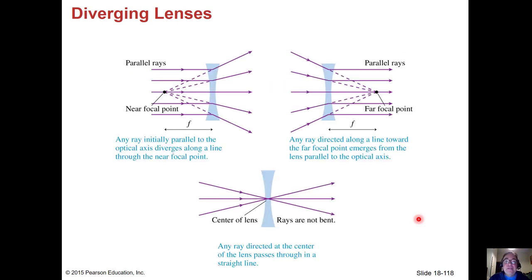Okay, you can look at these 3 rays. The ones that come in parallel, like this, they're all going to spread out, but they appear to be coming from the near focal point. The ones that are heading towards the focal point leave the diverging lens parallel, and the ones that go through the center, just like the converging lens, just keep on going. So we could use ray tracing. We just need 2 of the 3. Again, I always use the center and then one of the other ones.